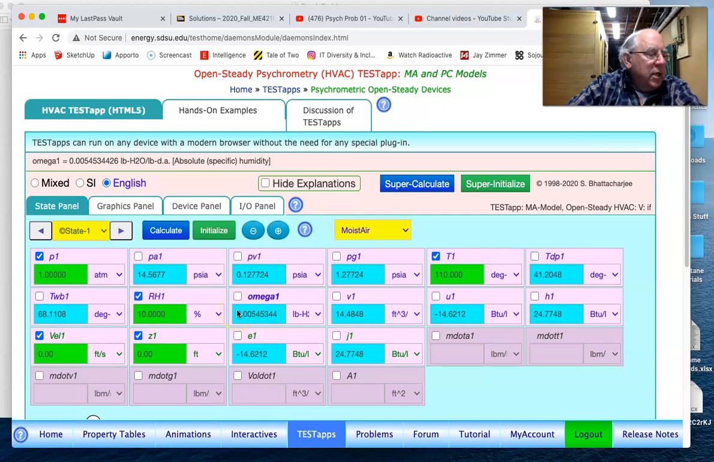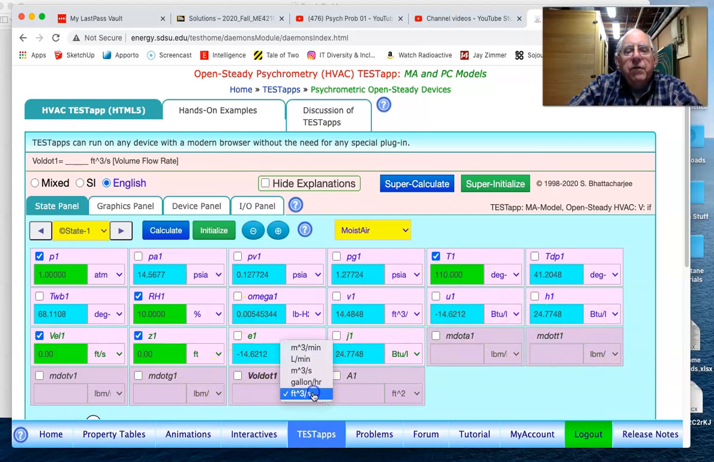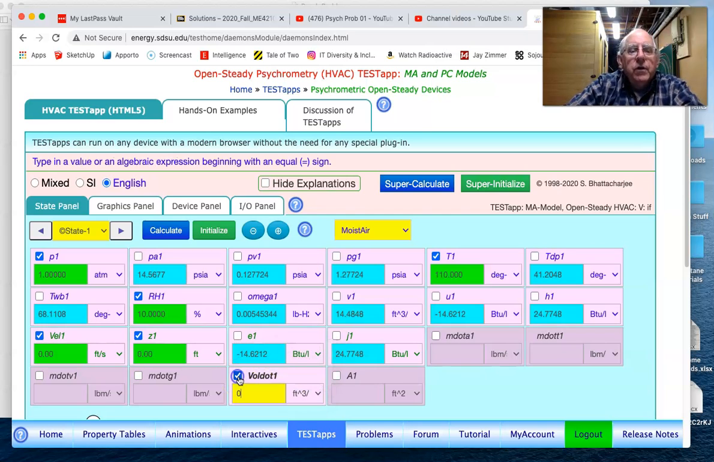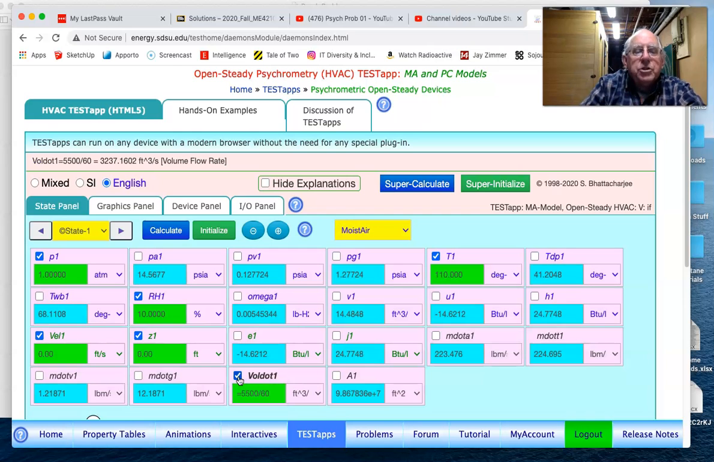We also know that it's coming in at 5,500 cubic feet per minute. That is the volume flow rate. We see that the software only has cubic feet per second, so we have to make sure that when we put in the 5,500, we divide that by 60. If that's the per minute rate, we divide it by 60 to get the per second rate.